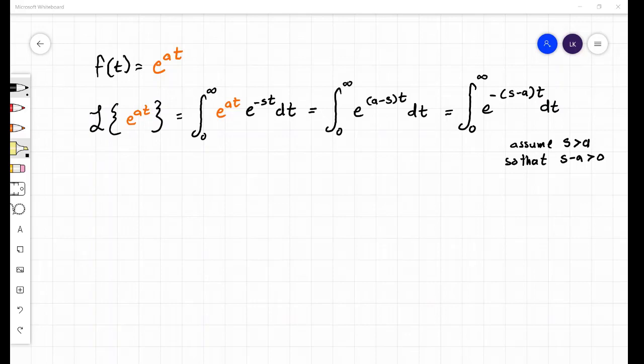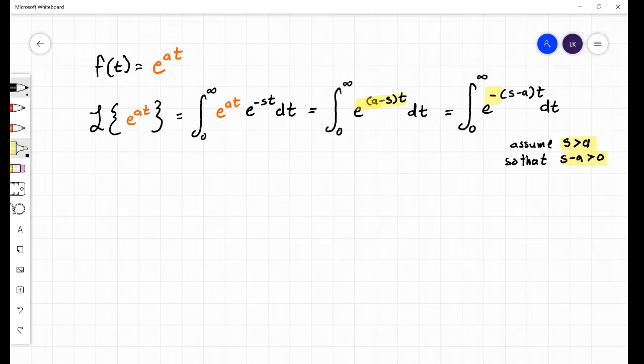So we apply the definition, and using properties of exponentials, we combine this into a single exponential, factor out a -1 in the exponent. And here, for this improper integral to converge, we're going to have to assume that s is greater than a, so that s minus a is positive. So the negative of that is a negative. So we have a decaying exponential.